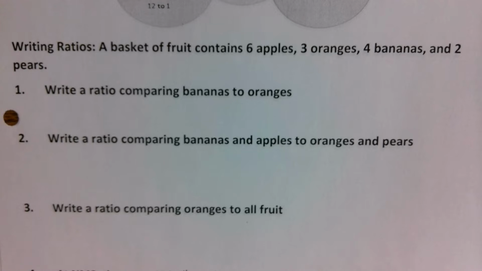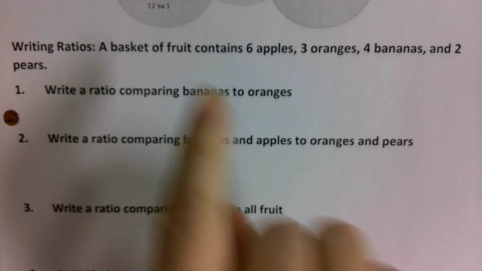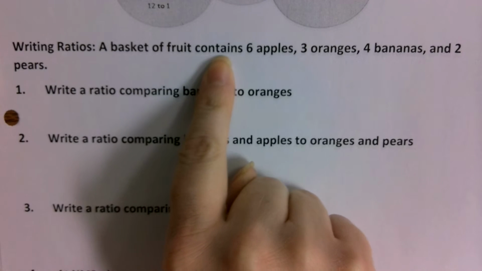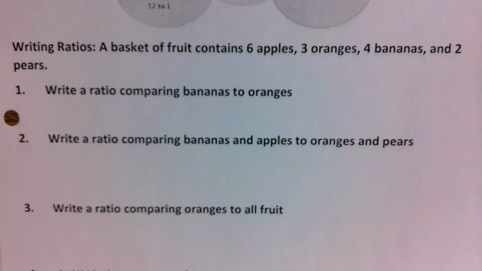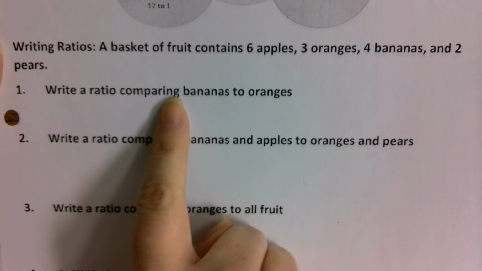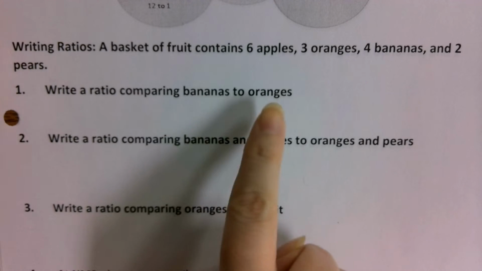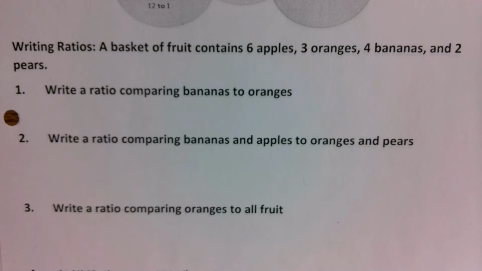All right. When we are writing our ratios, here we have a problem. A basket of fruit contains 6 apples, 3 oranges, 4 bananas, and 2 pears. So we have this entire basket that's got several different types of fruits, similar to what I was talking about in elementary school when you have different amounts of circles, different amounts of squares, maybe different amounts of triangles, and you're doing some comparisons. You're going to write a ratio that's just comparing bananas to oranges. We are just making a comparison of bananas to oranges.